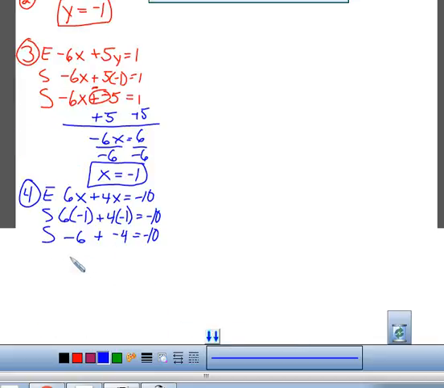Negative 6 plus negative 4 is negative 10, and negative 10 equals negative 10. So it checks. Step 5, as always, the solution.